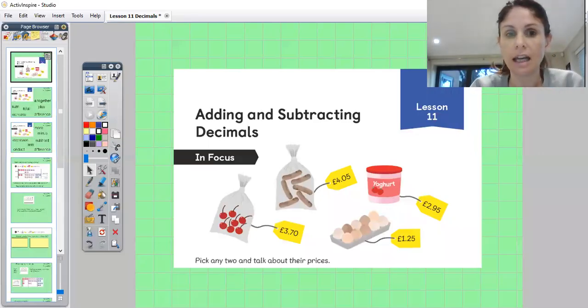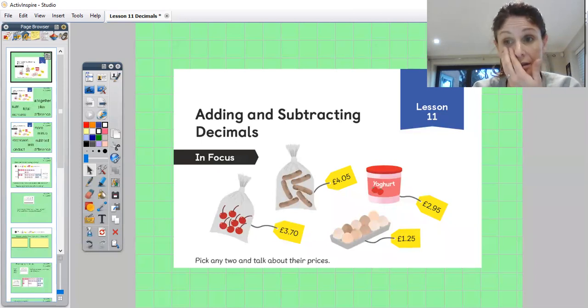Hello, Year 5. We're on to lesson 11 of adding and subtracting. Today is the last lesson, where we're really going to be digging down into the process of how we would add and subtract using the column method. And then after this, we're really going to be experimenting with some numbers.